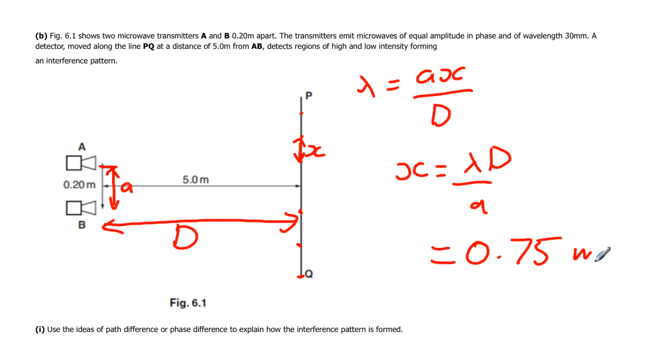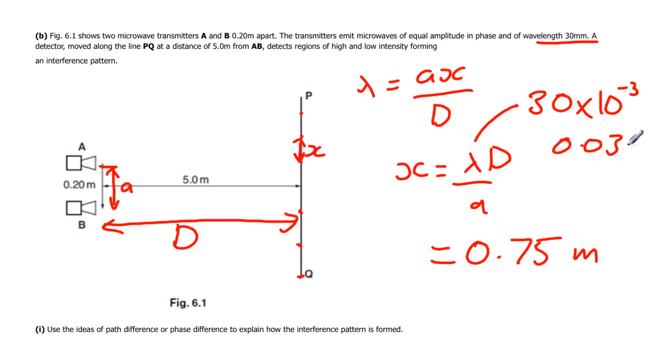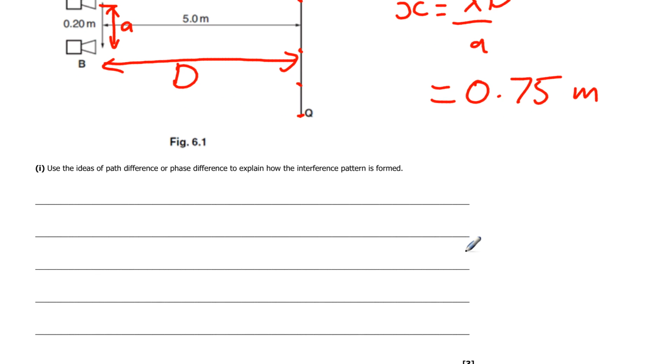0.75. A couple of mistakes that people made was when we were giving the wavelength. A few people used 30, but of course the wavelength is 30 millimeters, and we need to make this in meters. So we should have done 30 times 10 to the negative 3, or we could have written 0.03 meters. So a couple of people slipped up on converting that wavelength there.